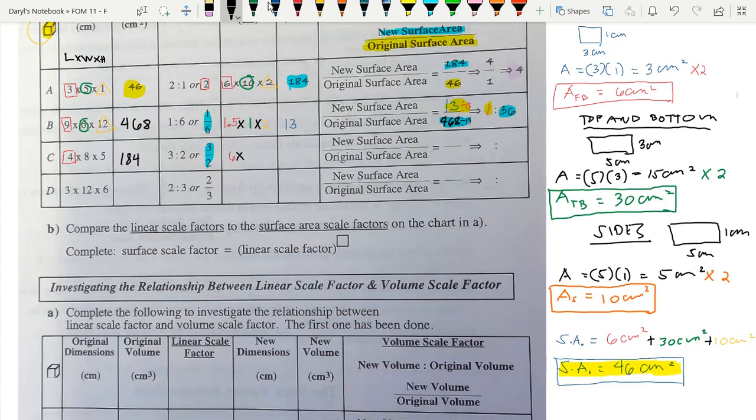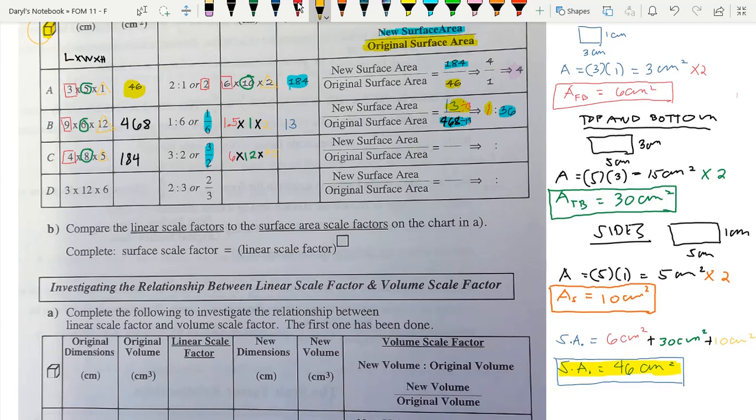Then the width would be coming from the next number of 8. So 8 times 3 halves, that gives me 8 times 3 would give me 24, divided by 2, that gives me 12. Okay, so the new length would be 6, and then the new width 12, and then for the height it would be 5. So that would be 5 multiplied by 3, 15, divided by 2, that's 7.5.